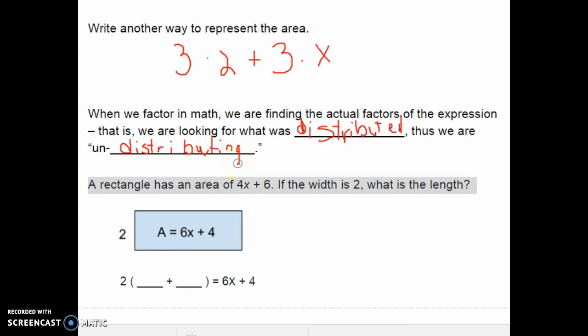We're going to try some more rectangle problems. A rectangle has an area of 4x plus 6. If the width is 2, what is the length? All we're doing is looking to see, how many times does 2 go into 6x? Well, it goes in 3x times. How many times does 2 go into 4? It goes in 2 times. You just factored.